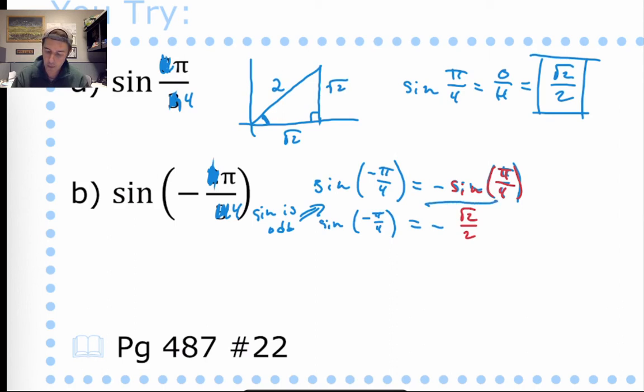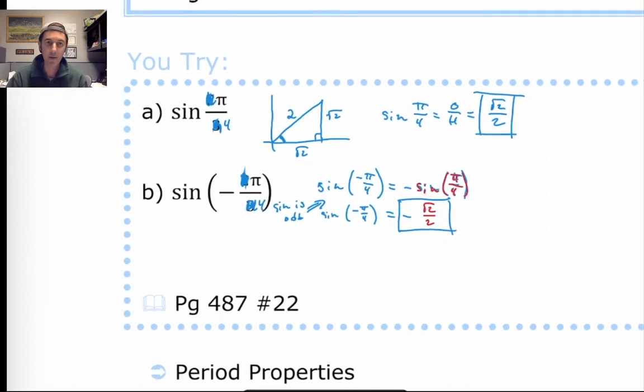We negated the input, therefore we must negate the output. Why? Because we're working with an odd function. The sine function is an odd function, so if you negate the input, you will get out the opposite output. Sine of positive pi over 4 was positive root 2 over 2. Sine of negative pi over 4 becomes negative root 2 over 2. Again, that's a feature of an odd function.